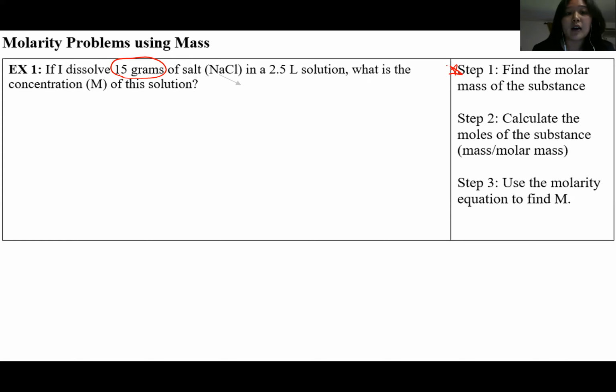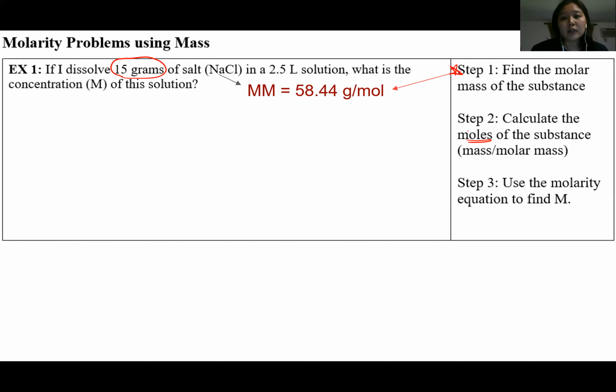As soon as you see the word grams in a sentence, you should think, oh, I should probably solve for molar mass so that you can solve for moles, right? So the molar mass of NaCl is 58.44 grams per mole. I got that by adding Na, sodium, and chlorine. You look at the periodic table to get the mass of each individual element, and you add them up to get the molar mass, right?